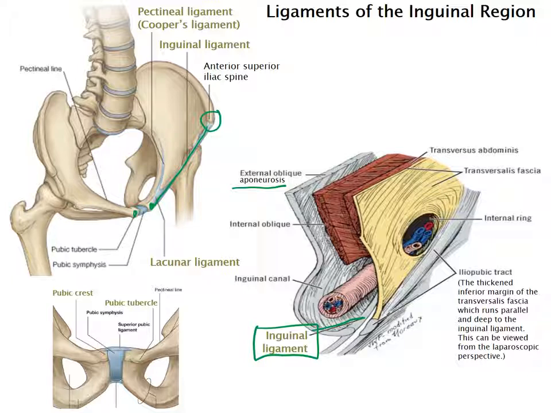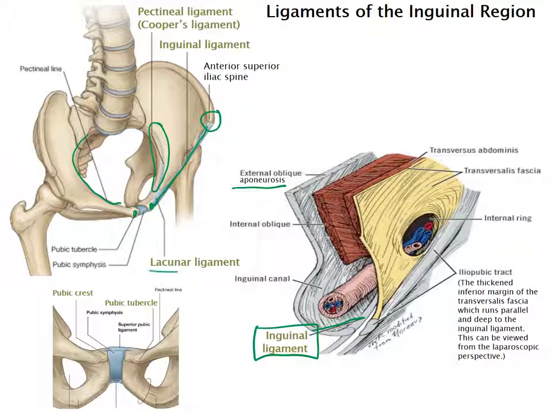Running along the pectineal line of the pubis, which is shown here, is the pectineal ligament, also known as the ligament of Cooper or just Cooper's ligament. Cooper's ligament is a thickening of periosteum along the pecten pubis. During a McVay procedure, for example, which is a procedure to repair a hernia, sutures can be placed in Cooper's ligament and secured in this region.